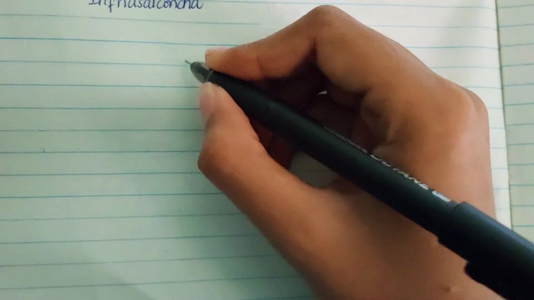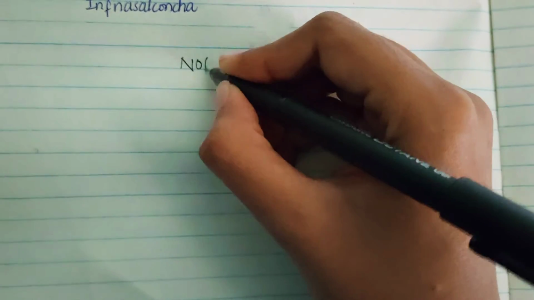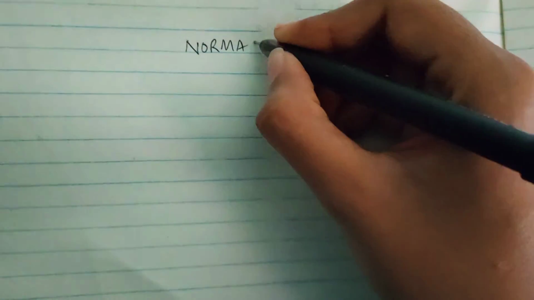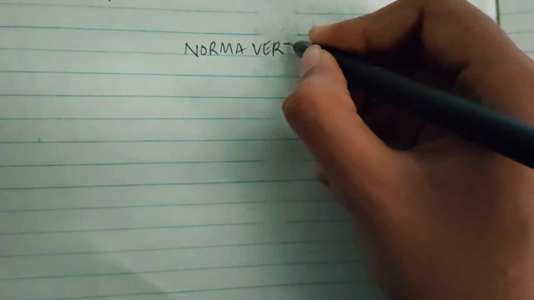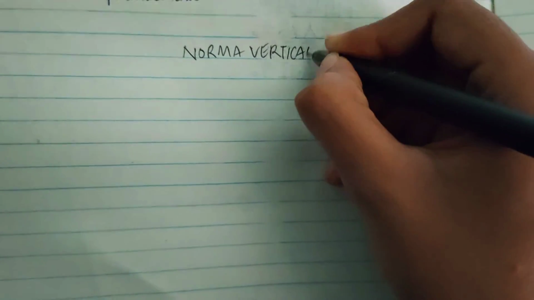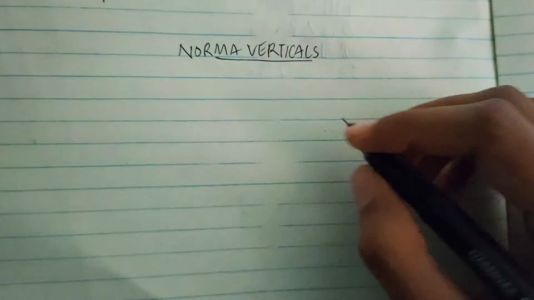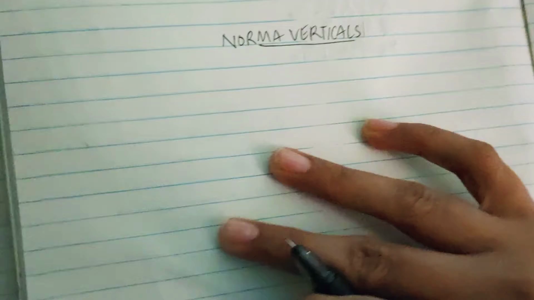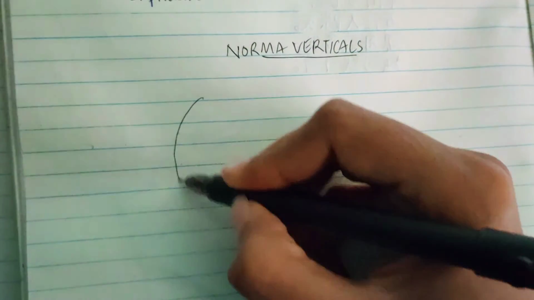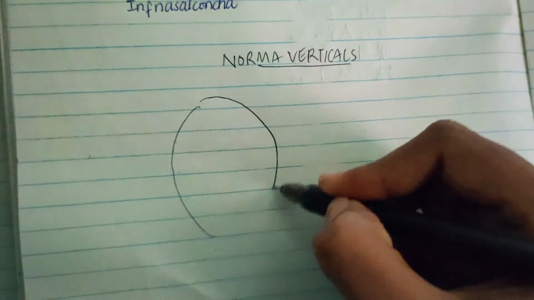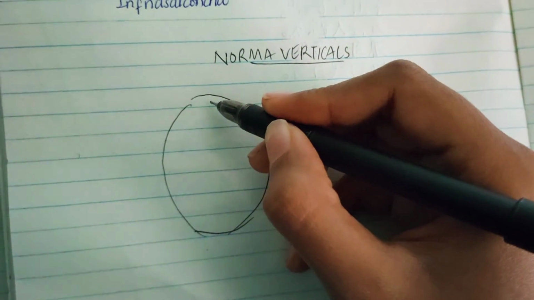Now in this video we'll start about the exterior of the skull. So mainly we are going to discuss the norma verticalis. Okay, so what is norma verticalis? Already in the previous introduction video I have said that the norma verticalis is nothing but if you see a skull from the vertical or superior side.